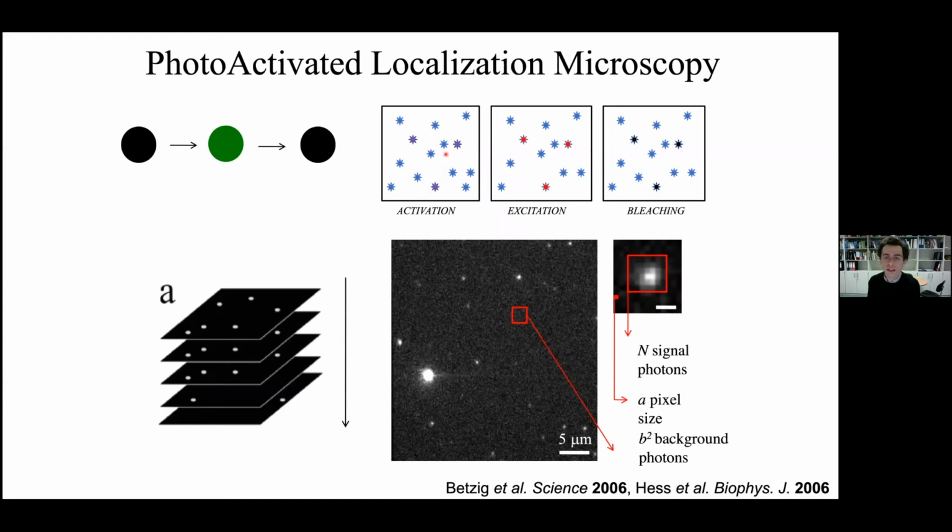So you could, for example, bring just a few of your fluorophores into this active state. Then you can visualize them. And so you will see something like this in your sample, just a few sparse fluorophores excited in a dark background. And then you will image them until they burn, they bleach. And then you will repeat with another set of molecules.